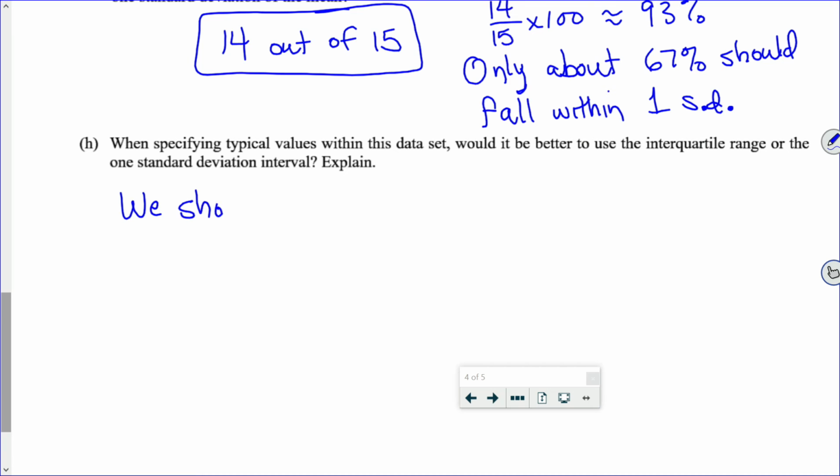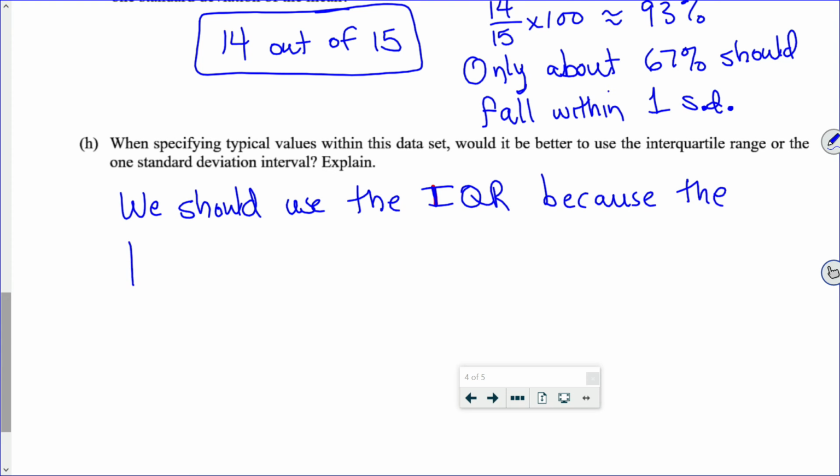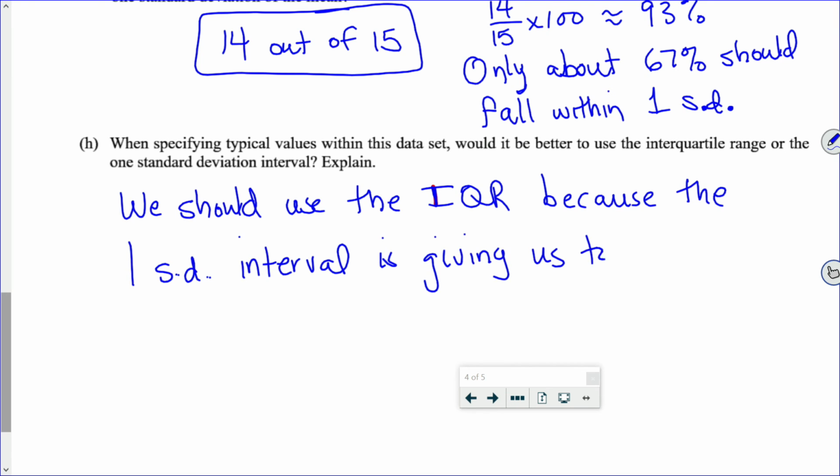So we should use the IQR because the one standard deviation interval is giving us too many values.